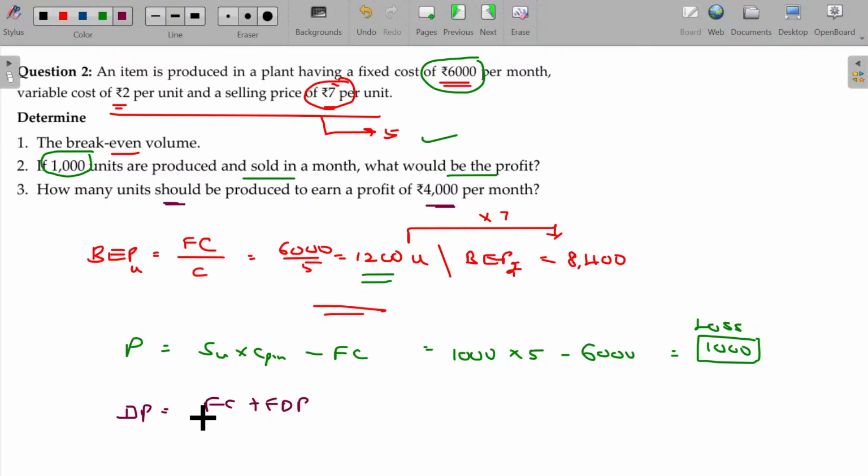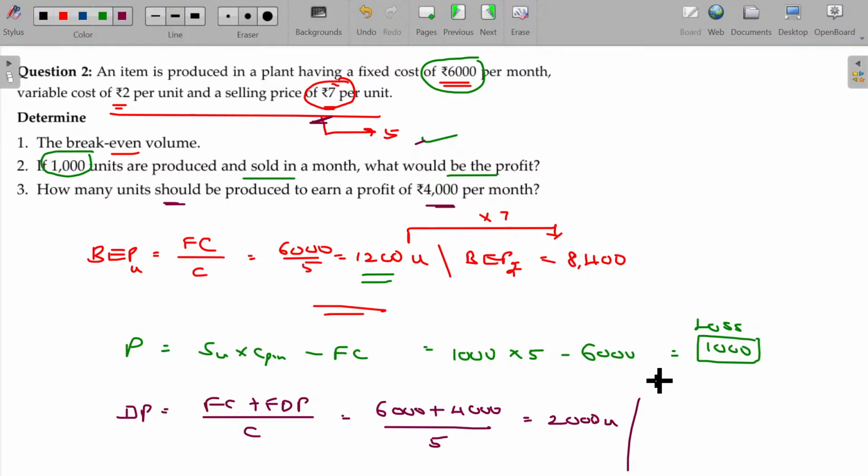Fixed cost plus desired profit divided by contribution per unit. So fixed cost 6,000 and desired profit we estimated here being 4,000, and contribution per unit we already found out, which is 5 rupees. 2,000 units. The same you can represent in terms of rupees, which is 2,000 into 7 rupees, 14,000 rupees.